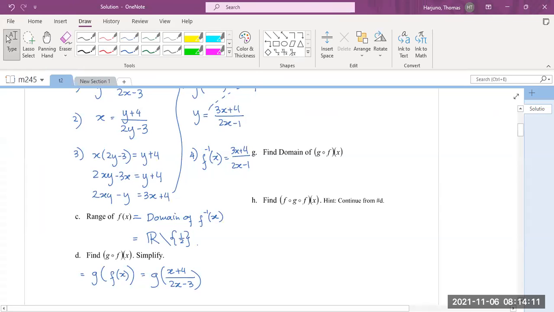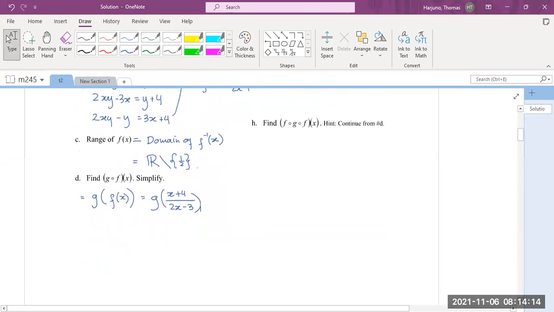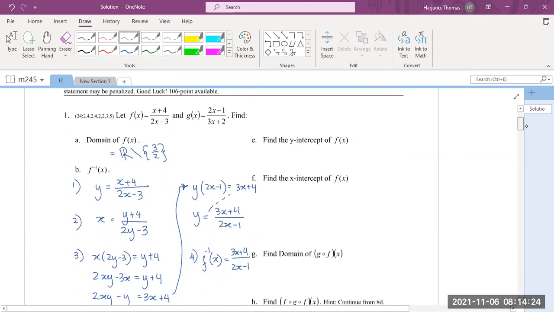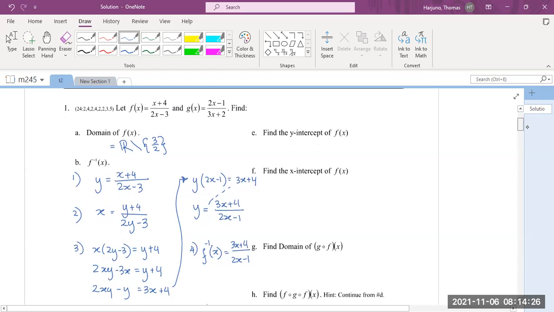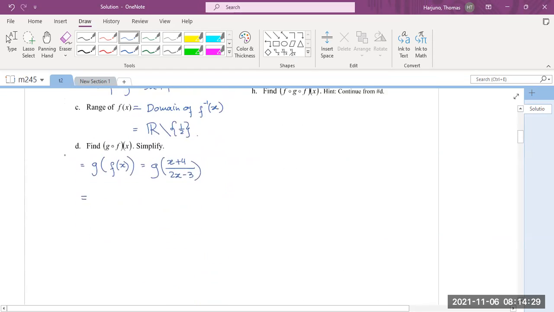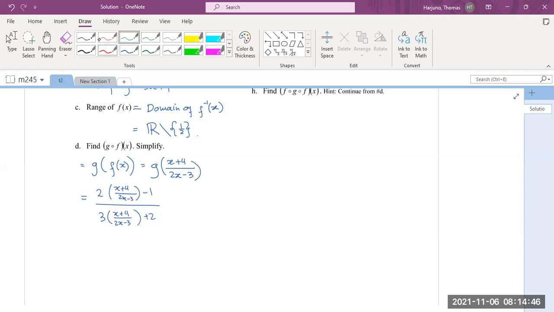Okay, so we were working on part D. G compose F means G of F of X. And what is G, by the way? G is (2x minus 1) over (3x plus 2). So this is 2 times F of x minus 1 over 3 times F of x plus 2.